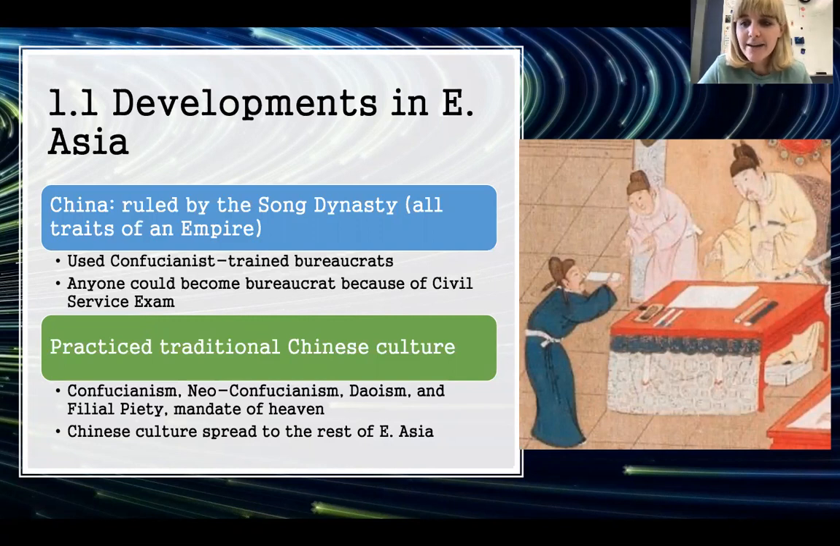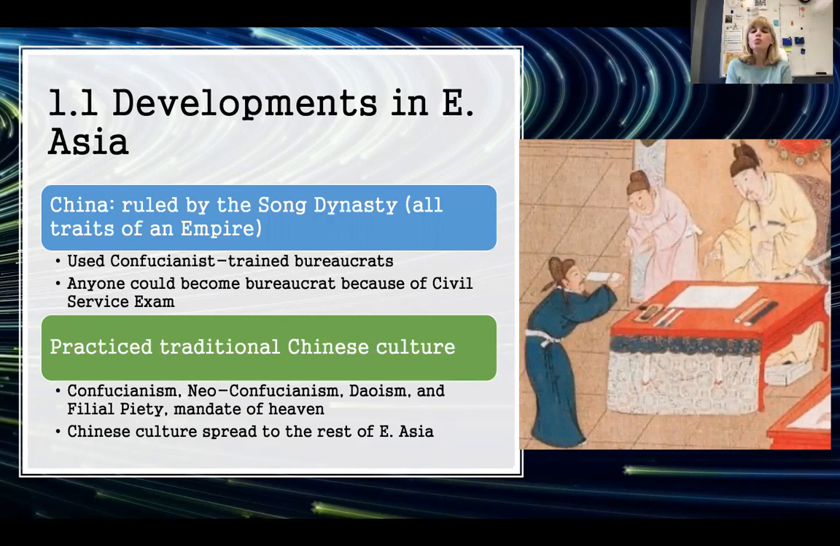All right, why? It's very, very wealthy. It's very, very powerful. It's very important. China is going to be ruled by the Song dynasty. Guys, they are the first dynasty that we talked about in this class, and they will be followed by the Yuan, or the Mongols, the Ming, the Qing, and later the Commies. Now, the Song dynasty will have all the traits of an empire, okay?